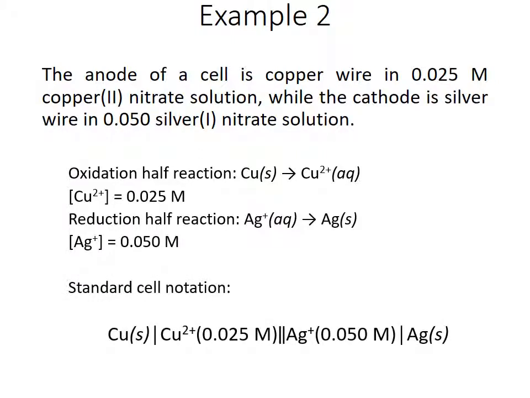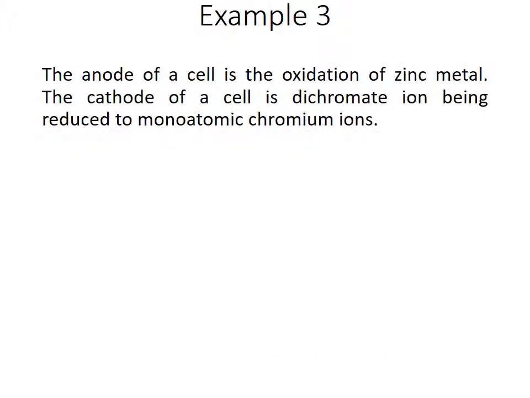So we plug these into our standard cell notation, and now it reads copper solid, single divider line, copper 2 plus 0.025 molar, double divider line, Ag plus 0.050 molar, single divider line, Ag solid. And I'm calling your attention to the fact that we have replaced those aqueous designators with their molarities. Let's take a look at one last example.